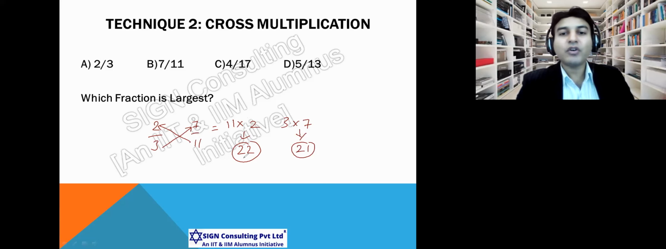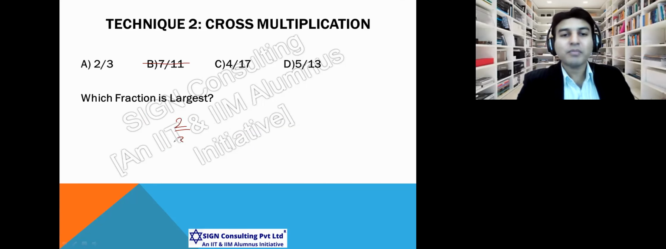Now you have to find out which fraction is greater. Is it 22 or 21? And then it is 22. 22 is greater than 21, right? So since 22 is greater than 21, undoubtedly 2 by 3 is greater than 7 by 11, and then I rule out this option B. Now, when I compare A and B, I've already ruled out option B. Now I'll have to compare option A with option C.